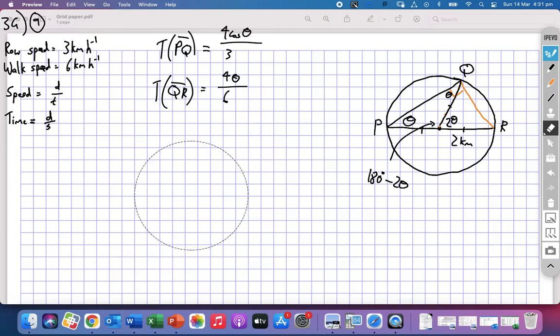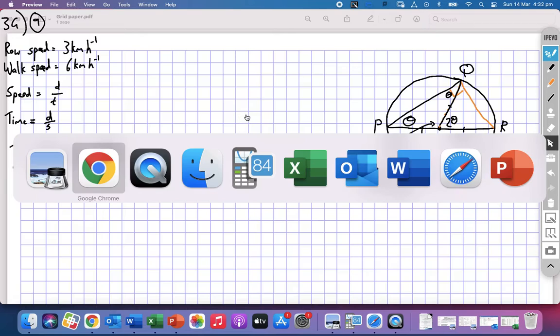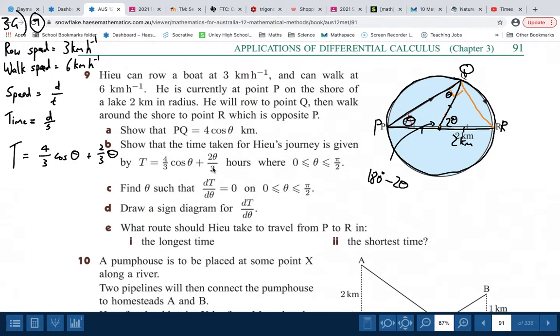Okay, so if I put all that together, I'm going to get rid of my distances now because we're really interested in time. I'm going to have a big time equation, basically just adding these two together. So we've got 4/3 cos theta plus, now 4 on 6, that's 2/3 theta. Okay. Now, if you couldn't work it out in a test, the question gave it to you, right? So just in terms of test technique, you would not be locked out of that question. You could still take this time equation and do parts C and D.